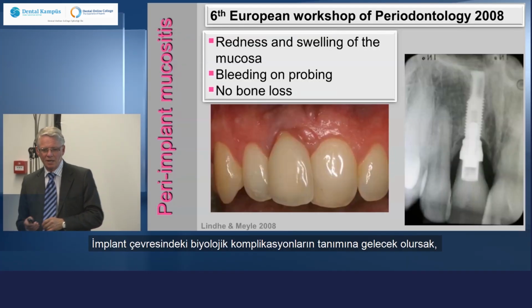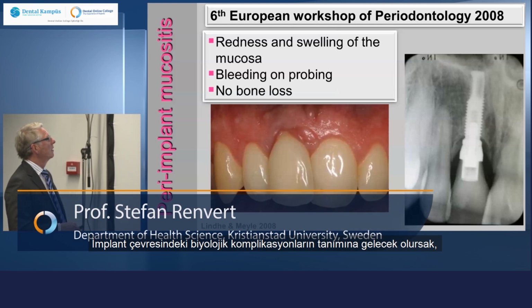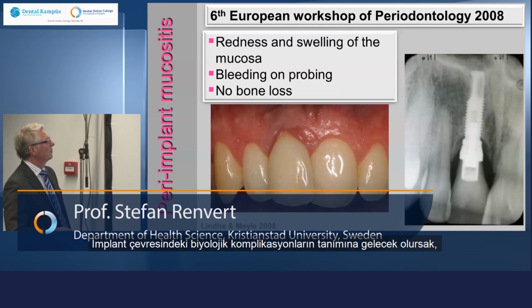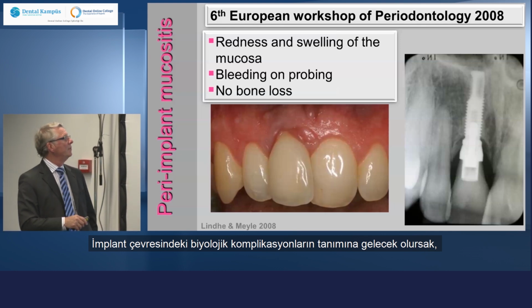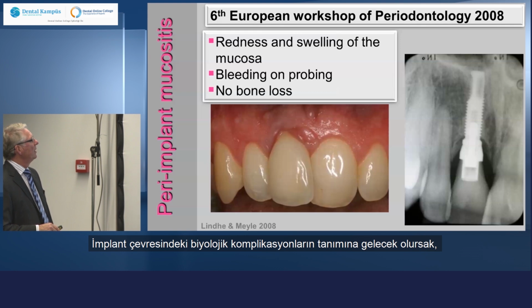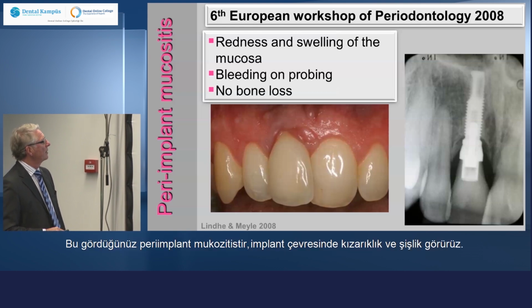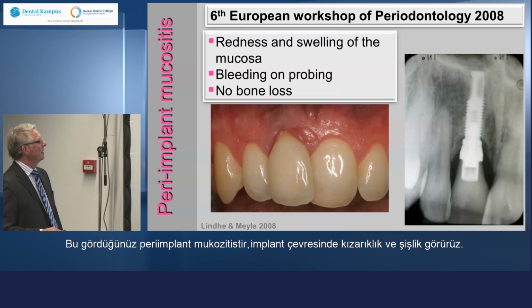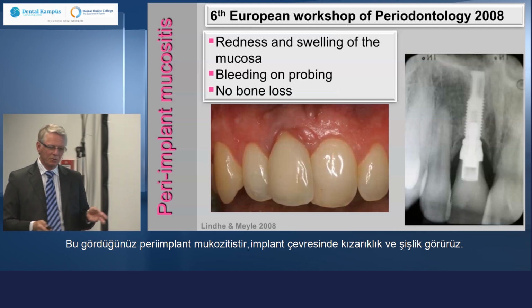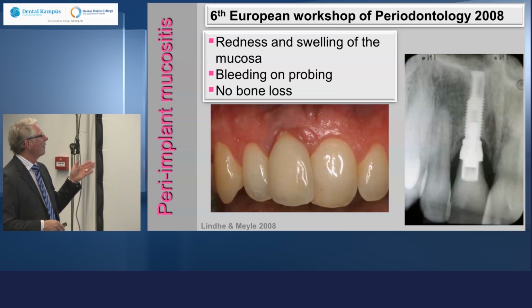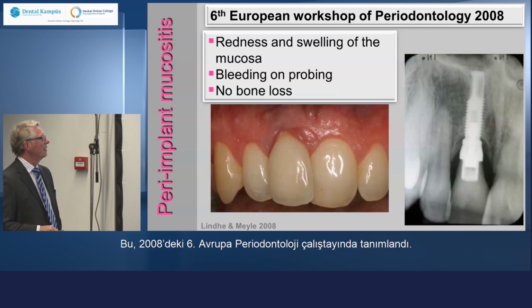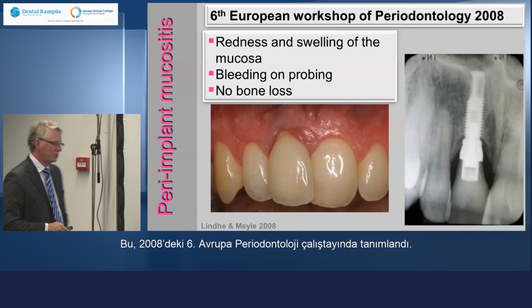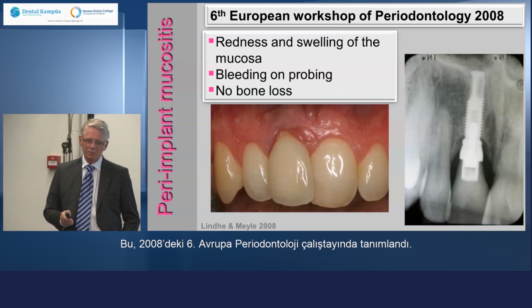So the definitions now around biological complications around implants, we have this one, which is now peri-implant mucositis. We see redness and swelling of the mucosa. We have bleeding on probing, and we have no bone loss. So this was defined in 2008 at the 6th European Workshop of Periodontology.